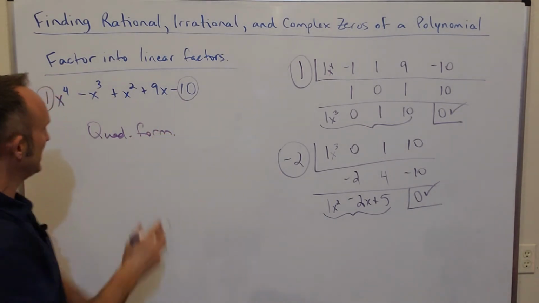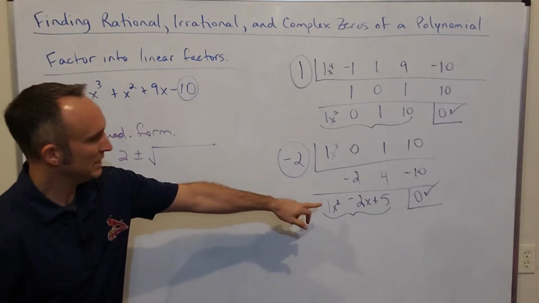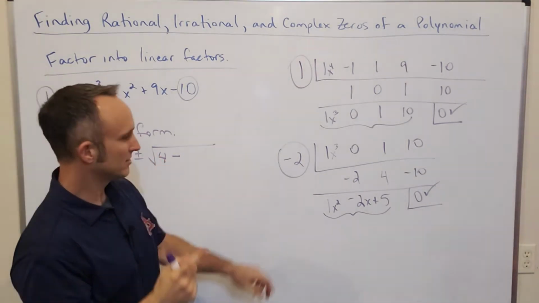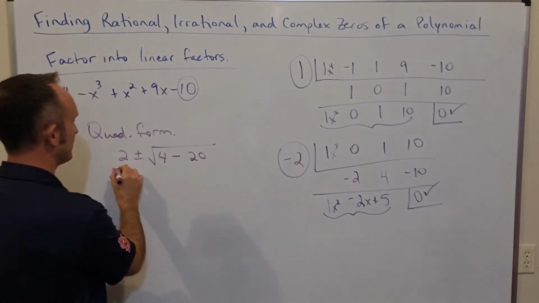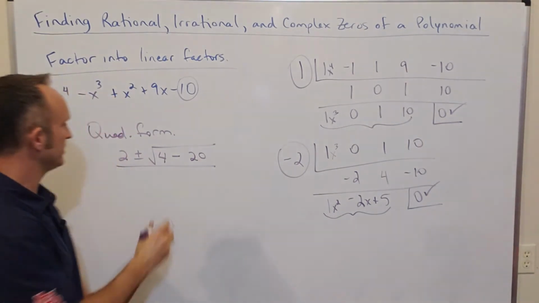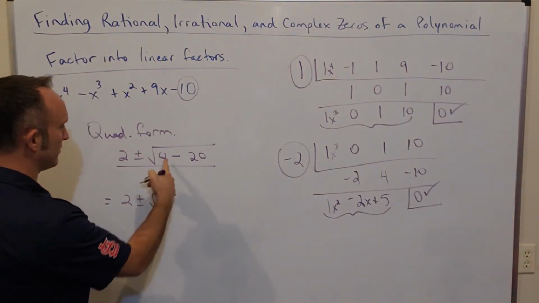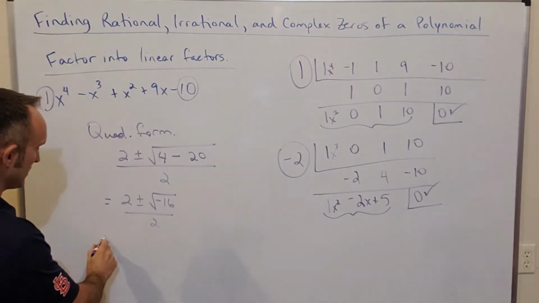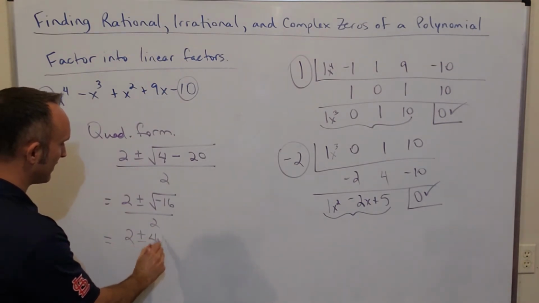So we have negative b, which is positive 2, plus or minus the square root of b squared, that's 4, minus 4 times 1 times 5, so that's minus 20. All over 2 times 1 is 2. So we get 2 plus or minus the square root of negative 16 over 2. The square root of negative 16 is 4i.